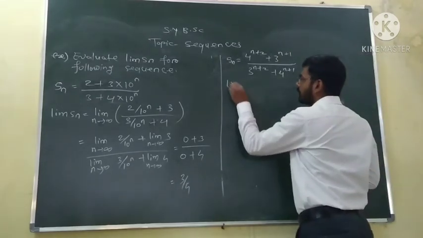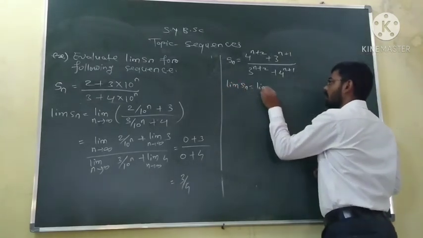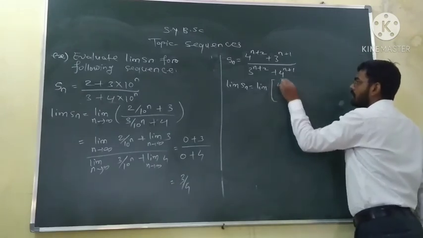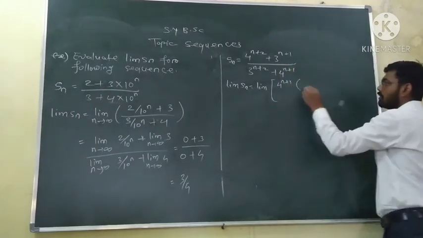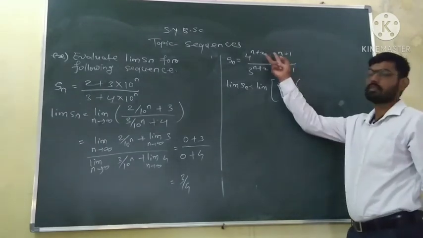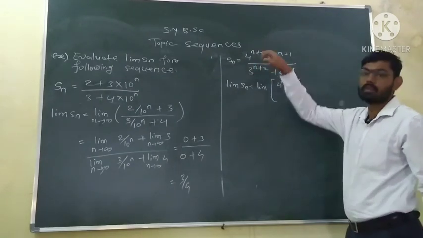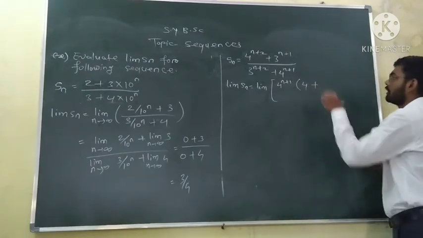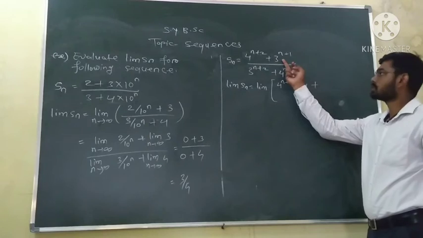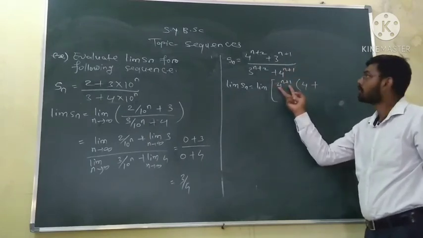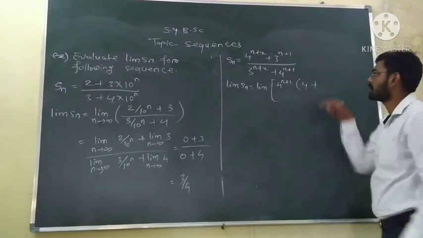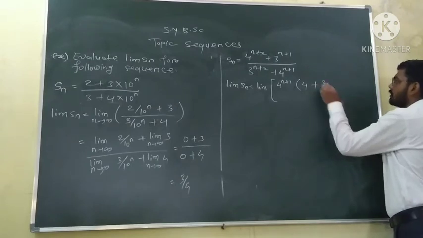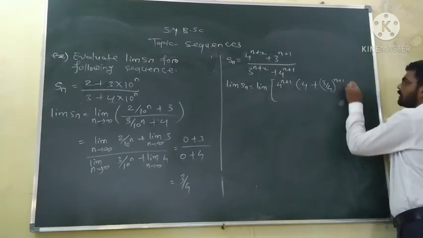So limit of Sn is equal to limit of, now take 4 raised to power n plus 1 common. We have taken 4 raised to power n plus 1 common from the numerator. So here 4 raised to power n plus 2, so here remains only 1, 4, plus here there is no 4 raised to power n plus 1. So after taking this common, to maintain this value, we have to divide this by 4 raised to power n plus 1. So 3 raised to power n plus 1 upon 4 raised to power n plus 1, so 3 by 4 raised to power n plus 1.